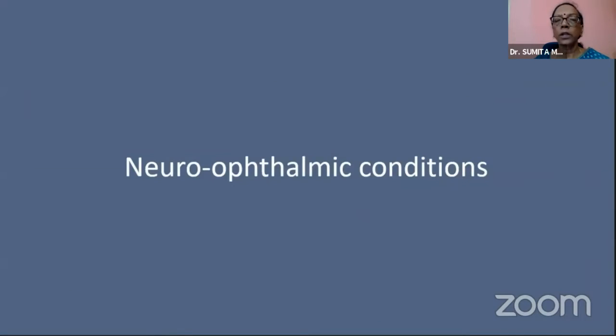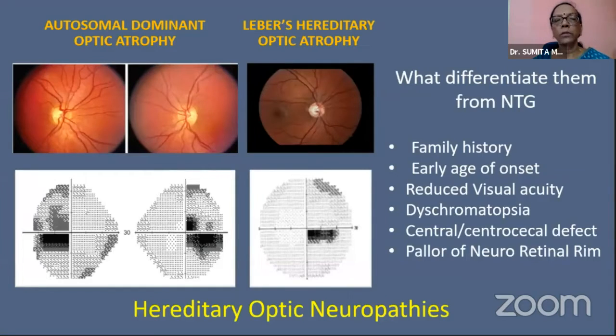Certain neuro-ophthalmic conditions can also give us problems, and hereditary optic neuropathies, which may produce field defects, can be confusing. What differentiates them from normotensive glaucoma is the typical family history, early age of onset and reduced visual acuity, because in glaucoma visual acuity is almost preserved until the very advanced stage. There will be a color vision defect, and the defect will typically be a centrocecal defect. And the pallor of the neuroretinal rim is the important thing here, because in glaucoma the neuroretinal rim is not pale, it is notched or something, but it is not pale.